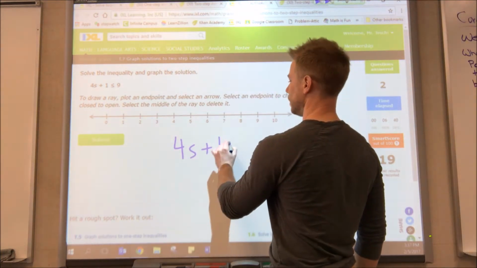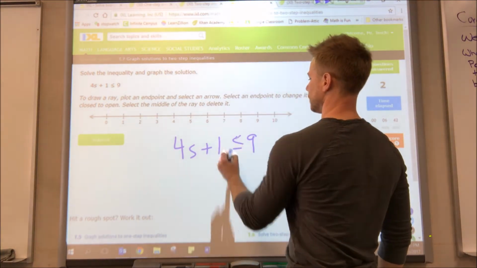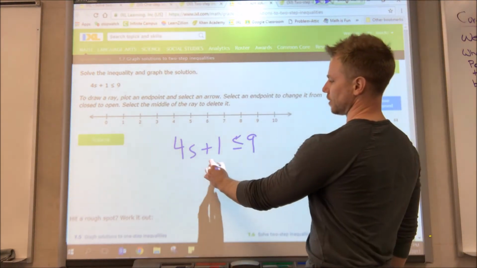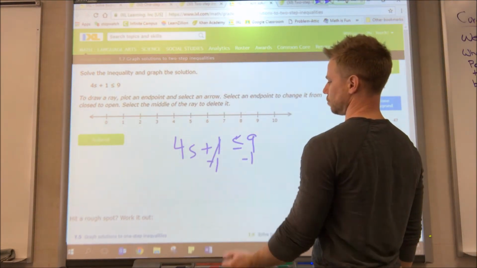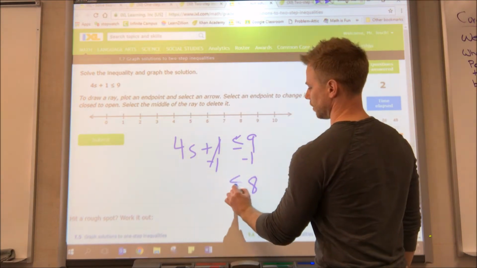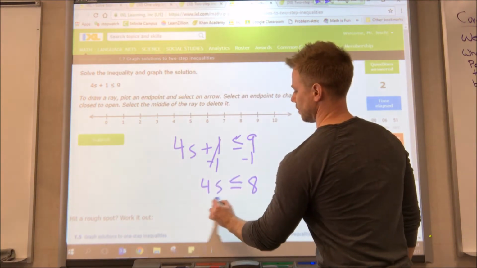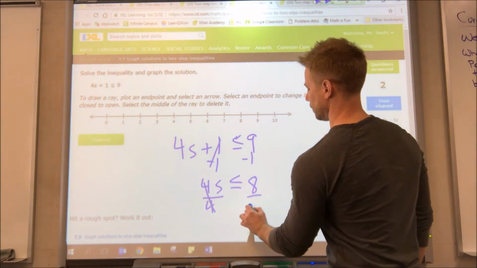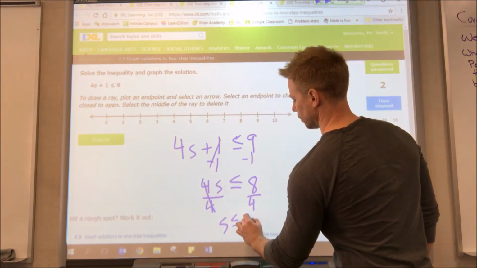4s plus 1 is less than or equal to 9. Want to get s by itself, opposite of what we see, subtract the 1. Do the same thing on the other side. Get rid of that 4, we divide. s is less than or equal to 2.